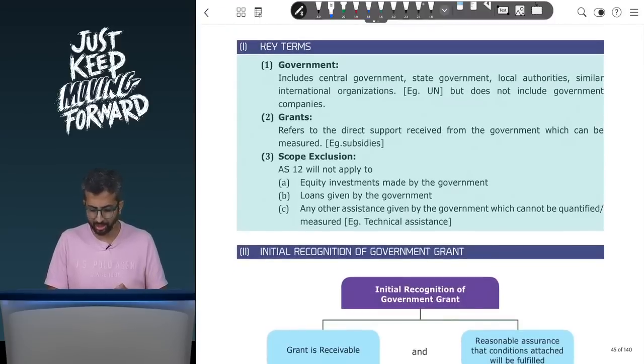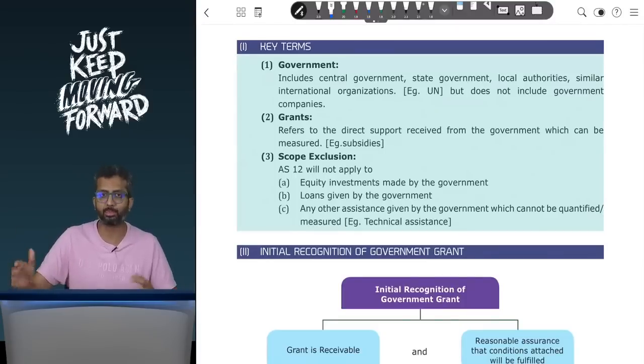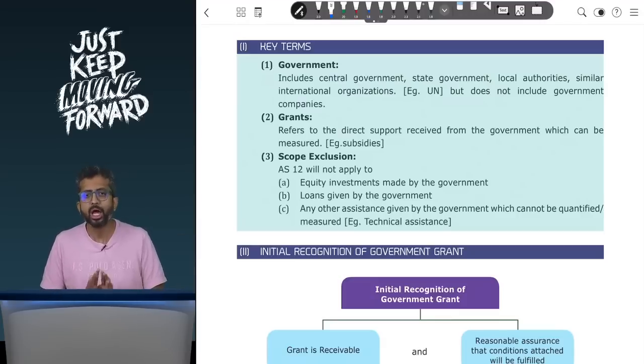What is not covered in the standard is direct equity investments or loans given by the government, because subsidies are non-returnable. Loans have to be returned. Equity investment, you have to give dividend, etc. So over here, this standard applies to grants.